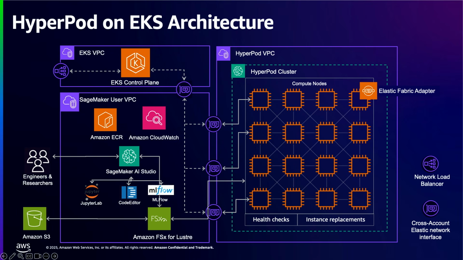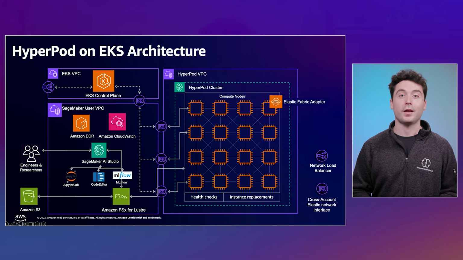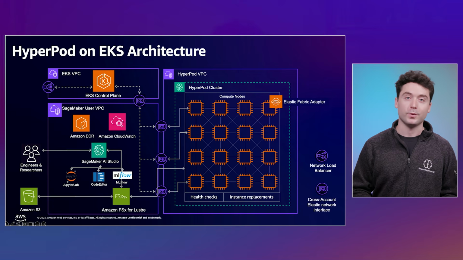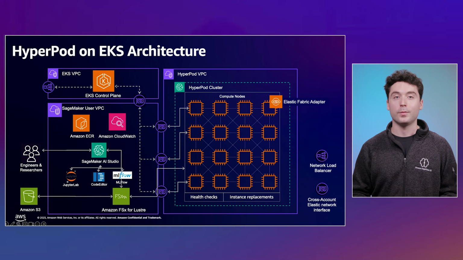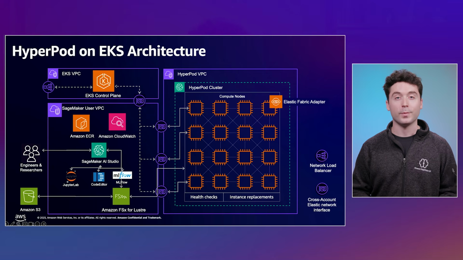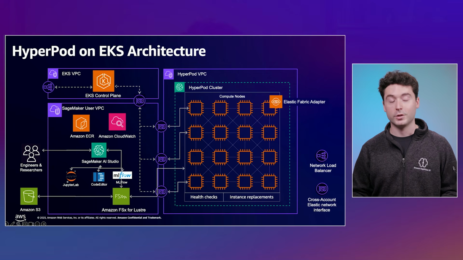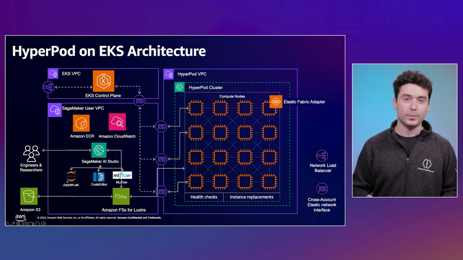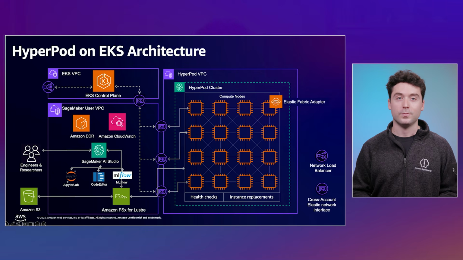The third component is the SageMaker VPC, which orchestrates the compute node cluster in an AWS managed environment. This VPC leverages the Elastic Fabric Adapter for high-performance computing and maintains system reliability through continuous health checks and automatic instance replacements. The pods running on your compute will connect to Amazon FSx for Lustre to provide the high-performance storage necessary for machine learning workloads. All of these VPCs are in communication with each other through cross-account Elastic Network Interfaces.